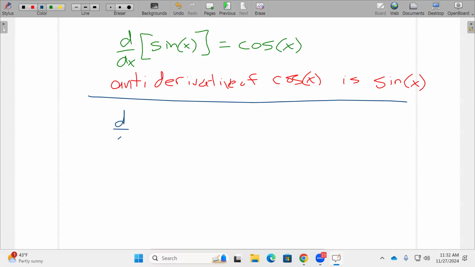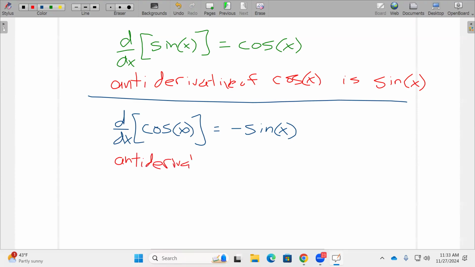I know the derivative of the cosine of x is the negative sine. So reversing that, the antiderivative of the sine of x would have to be what? Negative cosine. Yeah, the negative switches when we take it the other way.